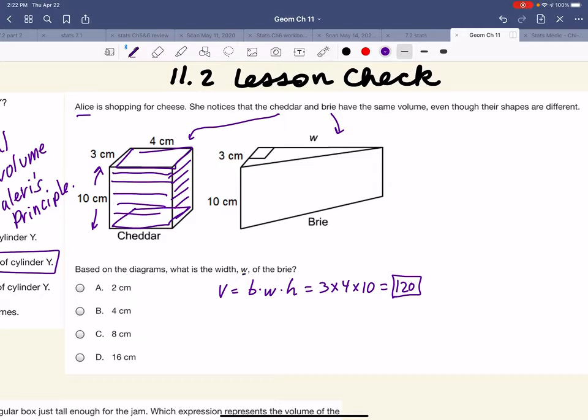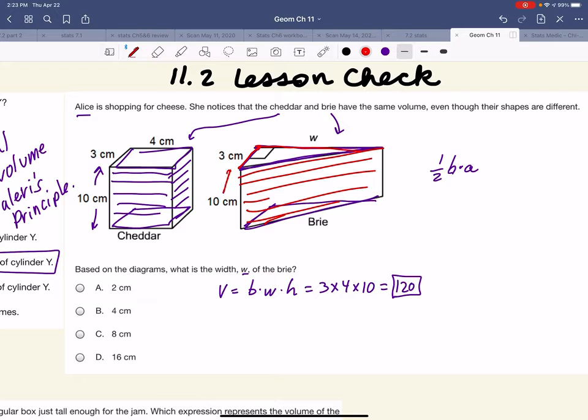What would be the width of the brie? So these are supposed to have the same volume. So the volume of this object, or the volume of anything, is the area of the base, and our base would be that same shape. So base is a triangle, so that's 1/2 base times altitude. So base is W, altitude, so 1/2 base times altitude. And then however high you stacked those triangles, and it looks like you stacked them 10 high. So the volume of this object is the area of its base times its height.